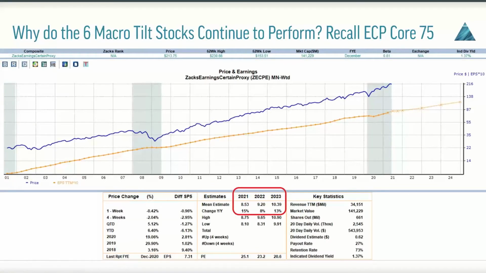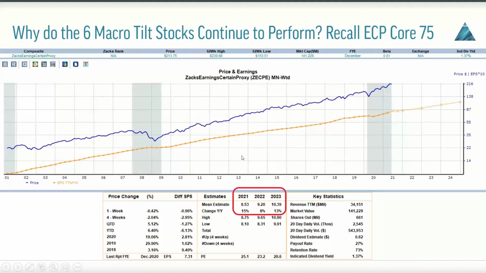So the idea now that we want to explore is, why do these 6 macro tilt stocks continue to perform? Recall that these macro tilt names have been our tilts roughly since 2012. And in order to illustrate why these names continue to perform, I want to go back a little bit and refresh everyone's memory here on the price and earnings chart out of the research system for the earnings certain portfolio.